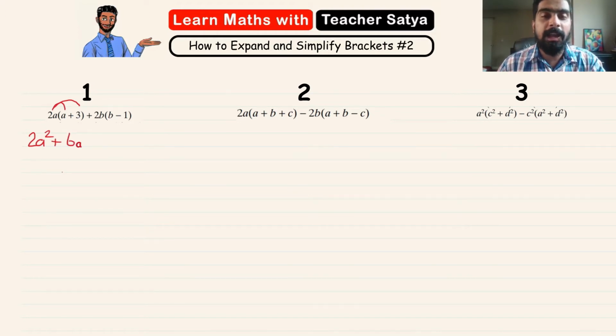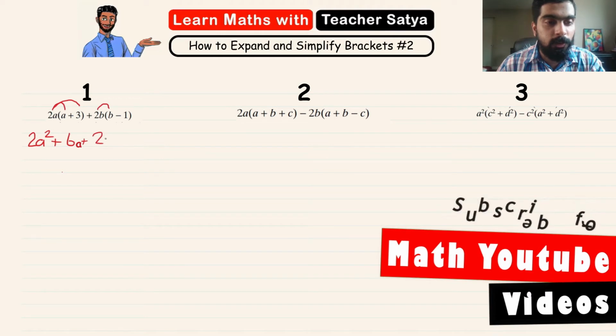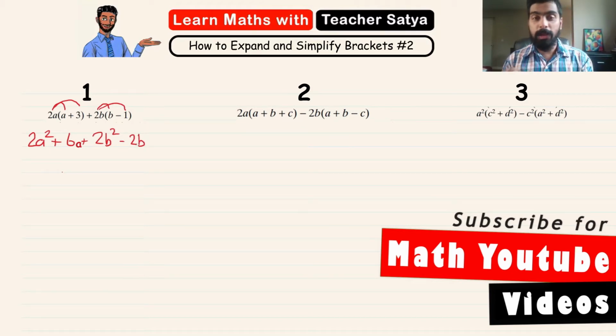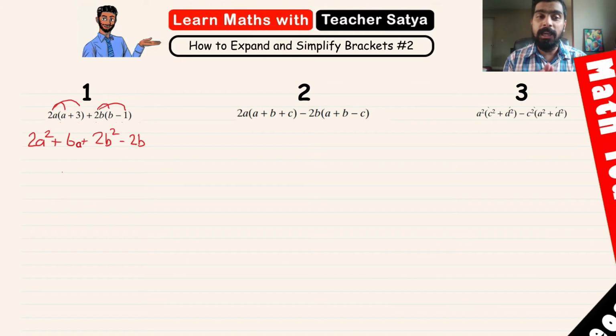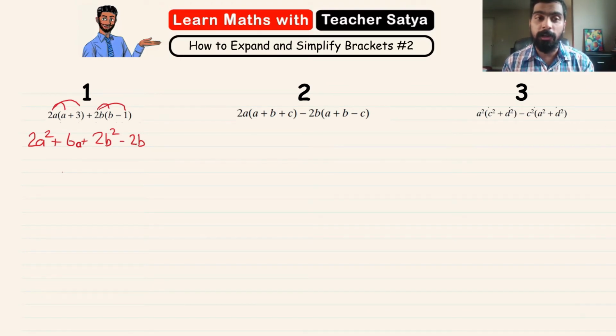Now let's go ahead and expand the second bracket. So 2b multiplied by b is going to give us plus 2b squared, and 2b multiplied with negative 1 is going to give us minus 2b. Alright guys, now here's where many students make mistakes. So we have to look at the signs that are in front of each term also. Alright guys, so in front of 1 there is a negative sign, so when we multiply it, we also have to multiply it with negative 1.